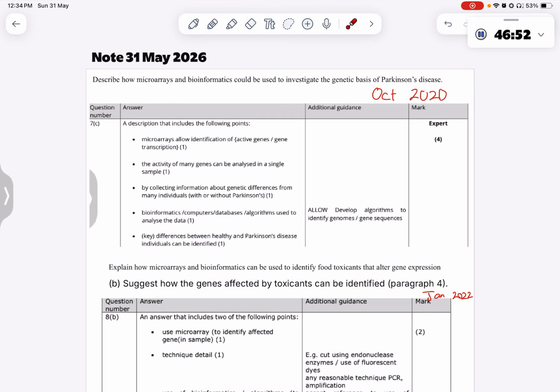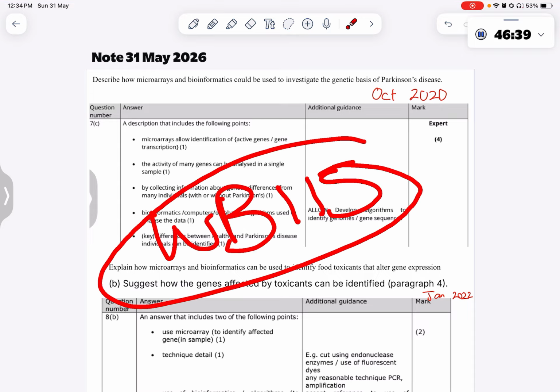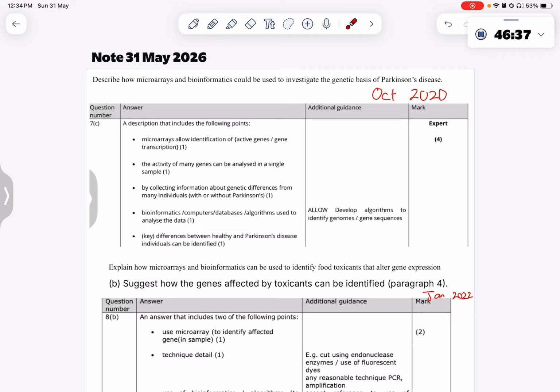Here are some of the questions about microarrays, bioinformatics, gel electrophoresis, or DNA profiling that have come in WBI15 past papers. Obviously, this will not be enough. You need to study the syllabus content or the topic from the book. Then you would refer to these to know the keywords.